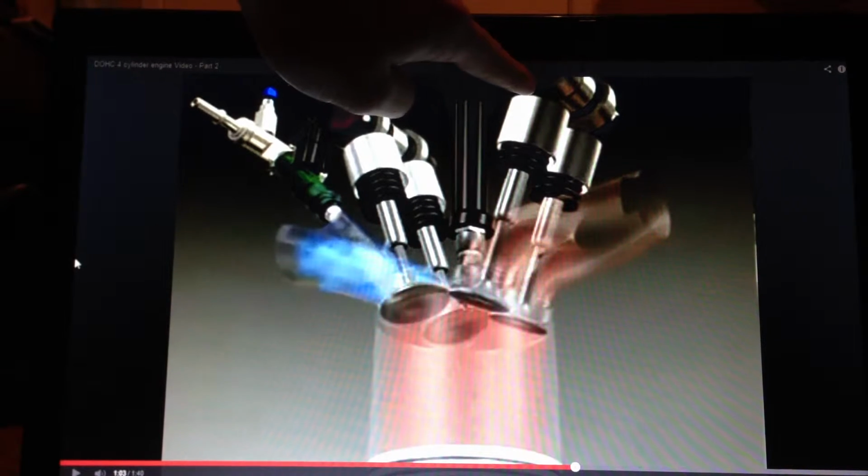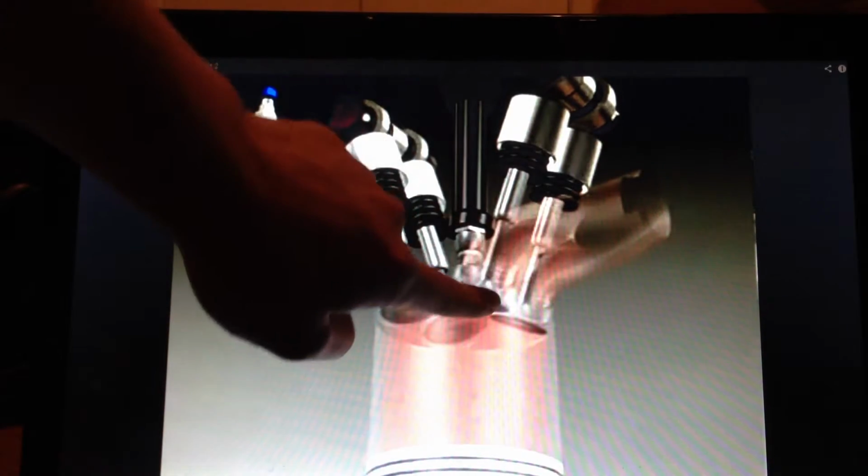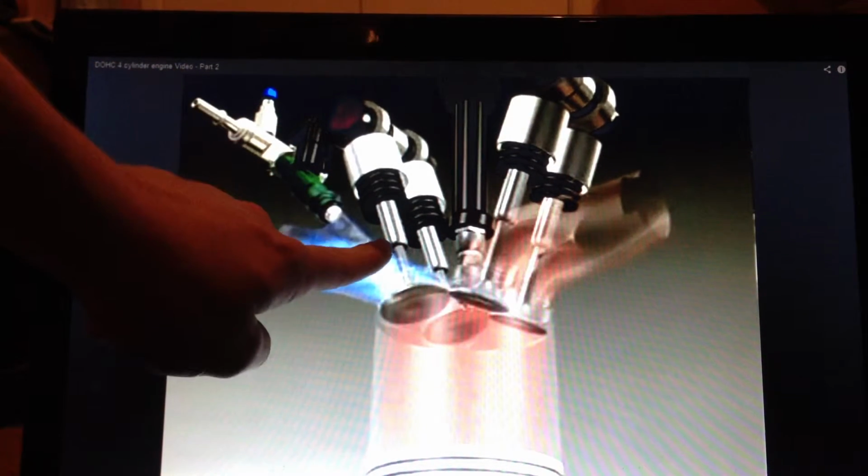As you can see, one camshaft is operating the exhaust valves and the other camshaft is operating the intake valves.